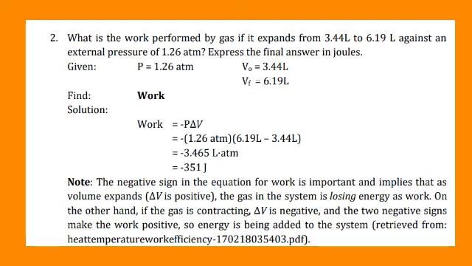The negative sign in the equation for work is important and implies that as volume expands, the gas in the system is losing energy as work. On the other hand, if the gas is contracting, change in V is negative, and the two negative signs make the work positive, so energy is being added to the system.